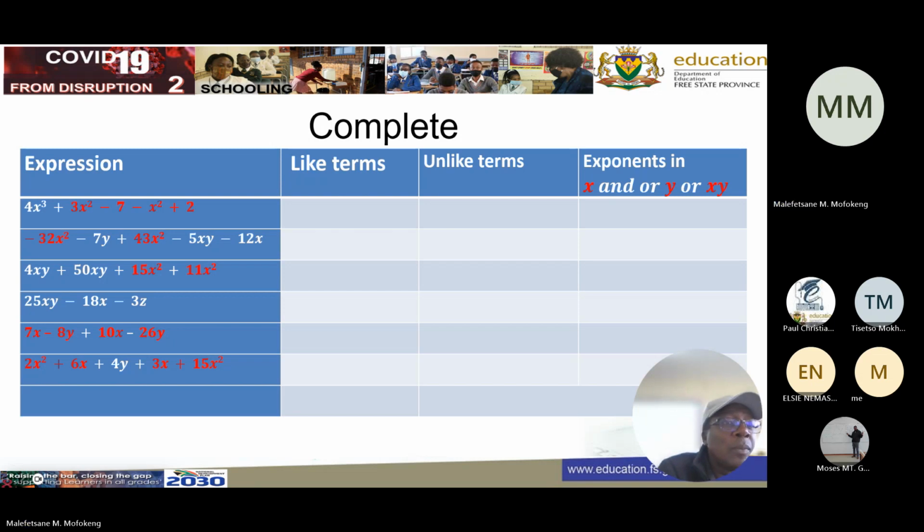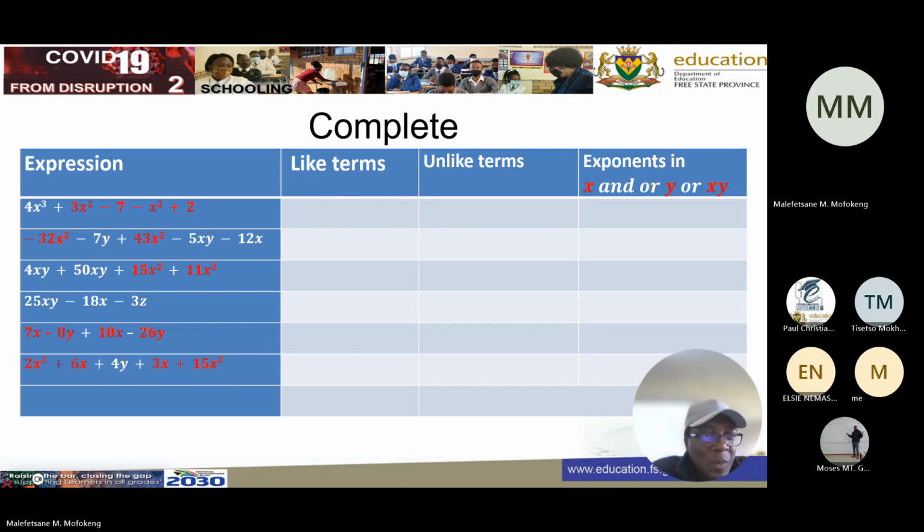Number 2: minus 32x squared minus 7 plus 43x squared minus 5x minus 12x. Like terms are shaded red, and unlike terms are those that are minus 7y, minus 5x, minus 12x. Exponents in x, it is 2 and 1. Exponent in y, it is 1. And exponent in xy, it is 1.